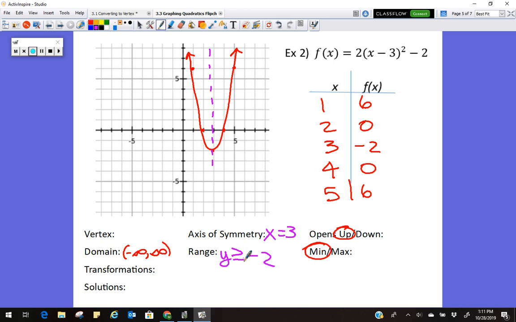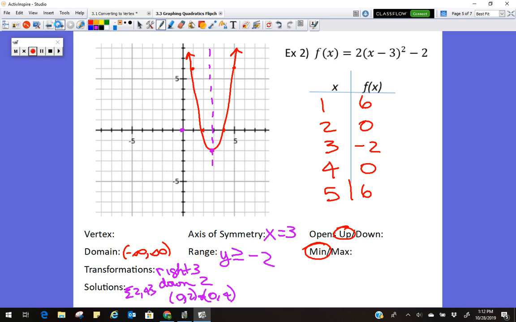Transformations: the vertex moved to (3, -2), so from (0, 0) that went right 3 and down 2. Solutions, where does it touch the x-axis? It touches the x-axis at 2 and 4. So we would write {2, 4} in the little brackets, or we could say (2, 0) and (4, 0). Those are your solutions, your x-intercepts.